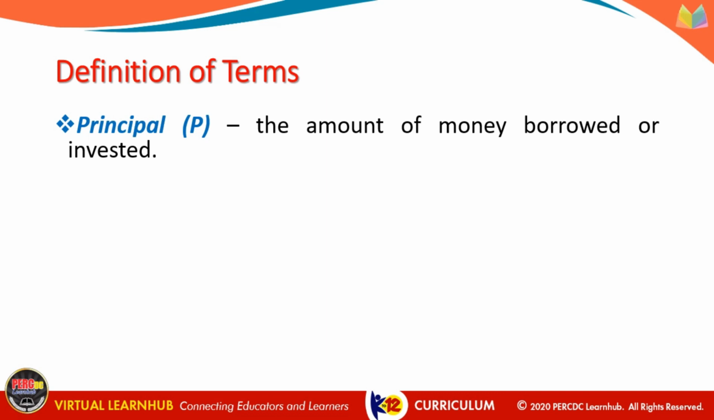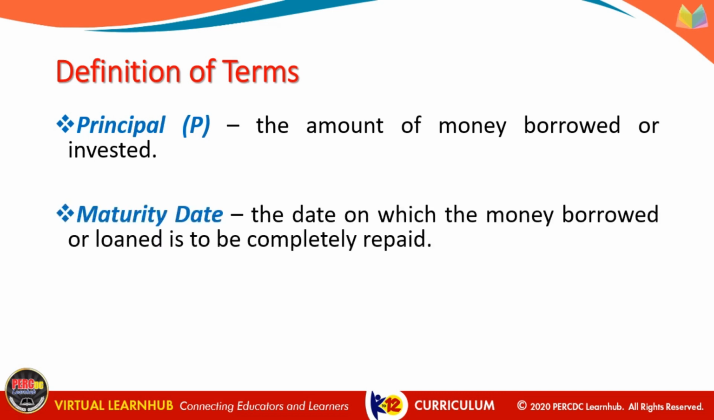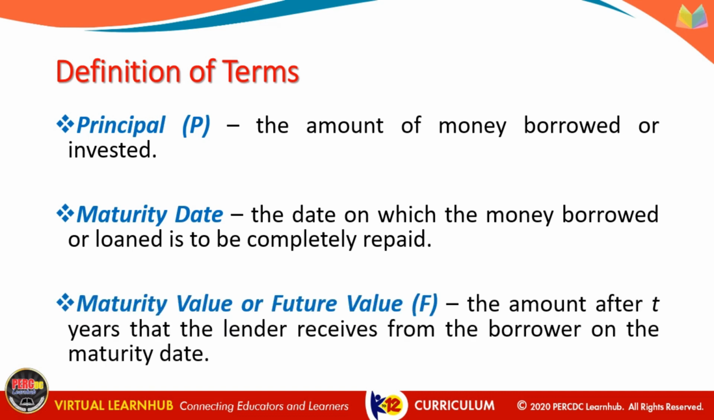Next, principal. It's the amount of money borrowed or invested. In business mathematics, when we use the term principal, we are not referring to the school head, okay? We are referring to the money borrowed or invested. Maturity date, the date on which the money borrowed or loaned is to be completely repaid. Maturity value or future value, it is the amount that the lender receives from the borrower on the maturity date.